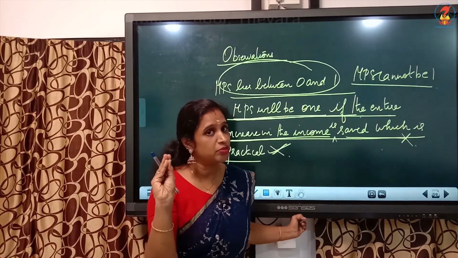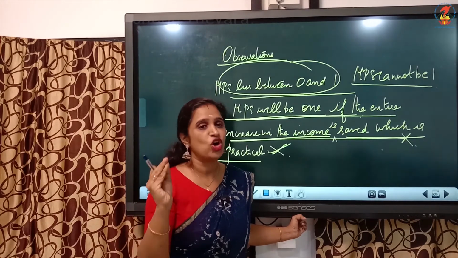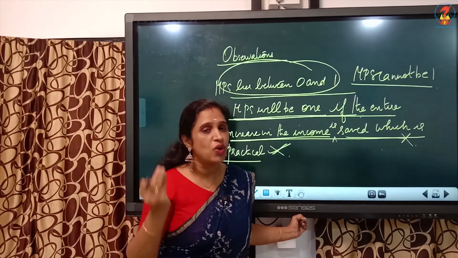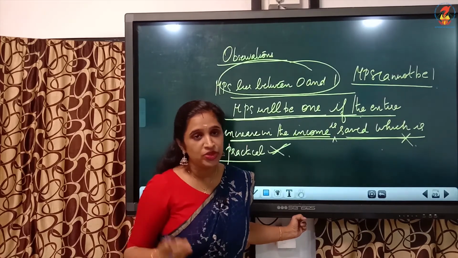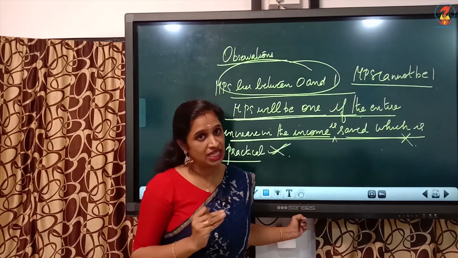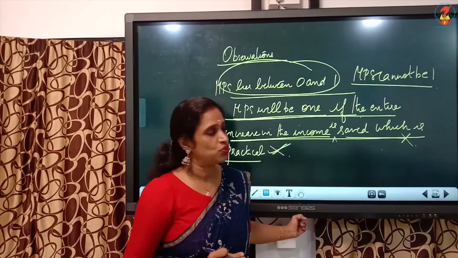So, once again I am repeating, MPS cannot be 1. If MPS is 1, it means what? The whole increase in the income is used for saving. That is not a practical situation.